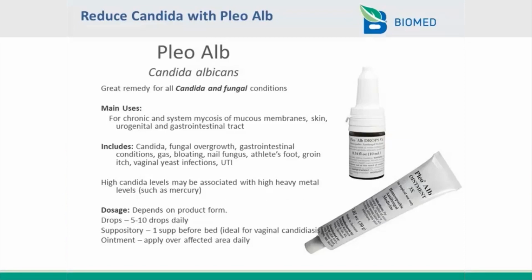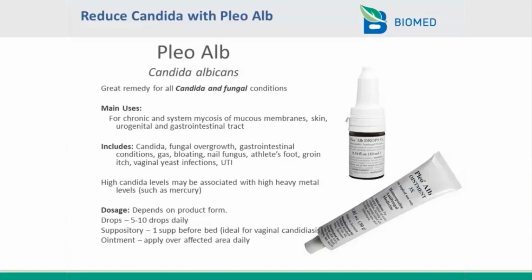If you're seeing nail fungus, it's not just hanging out on the nails. It's a bigger indicator that there is a deeper Candida problem within the entire body, and Pleoalb is the one that's going to help take care of that. So Candida, fungal overgrowth, GI symptoms, gas, bloating, nail fungus, athlete's foot, groin itch, vaginal yeast infections, urinary tract infections, rashes, they're all in this Candida albicans picture. And then, of course, we'll be talking about mercury and mercury detox with all of that as well.